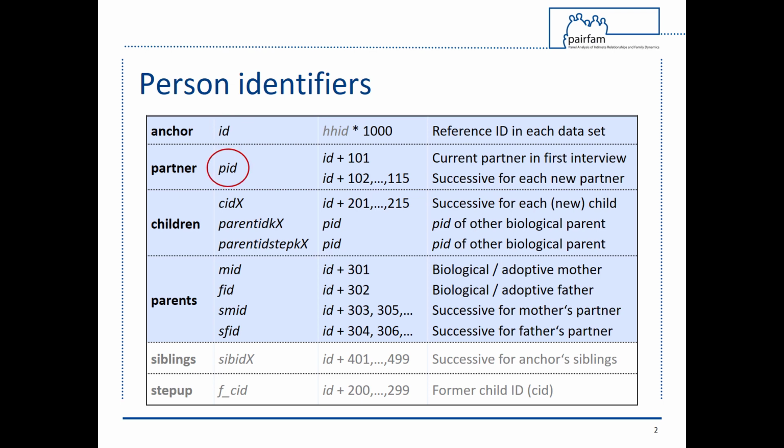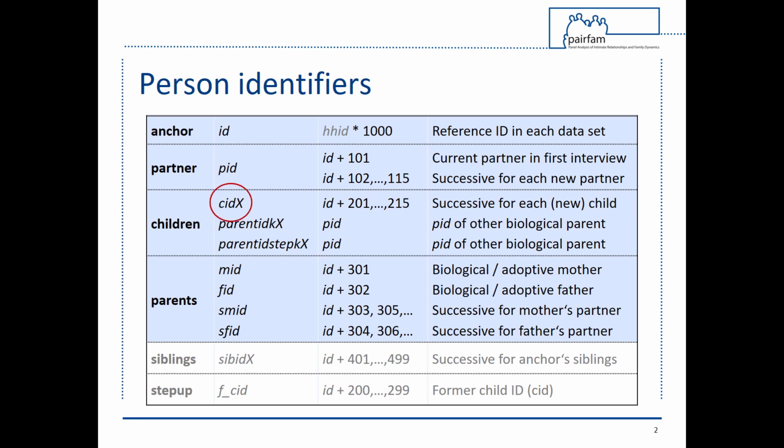The partner identification variable PID is generated by adding 101 to the anchor's ID for the current partner in the first interview. For example, the anchor with the ID 999000 has a partner with the PID 999101. New partners were numbered consecutively. Continuing with the same example, the same anchor's second reported partner would have the PID 999102.